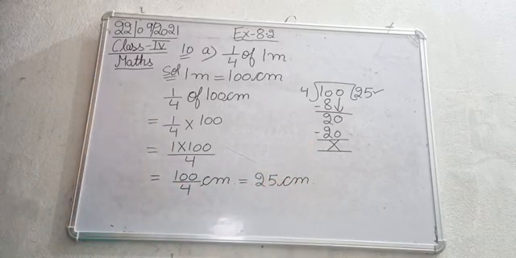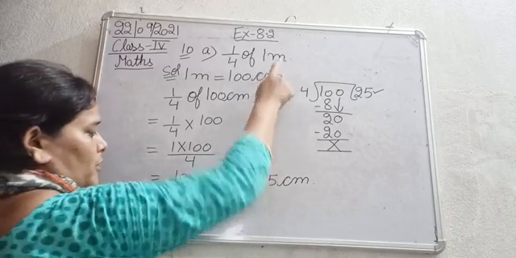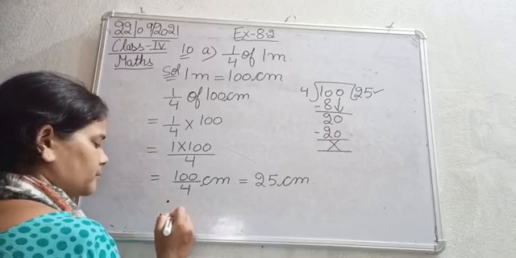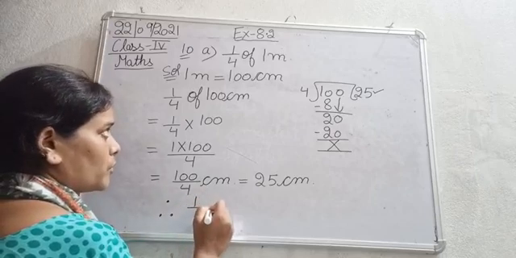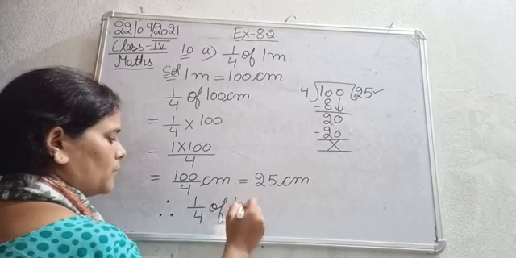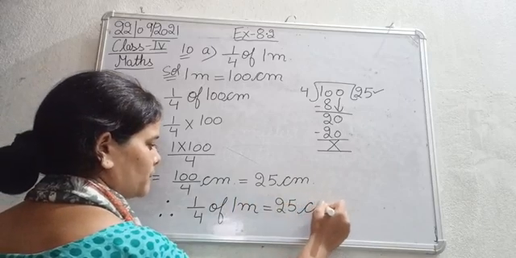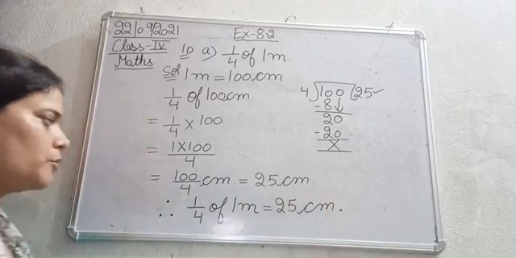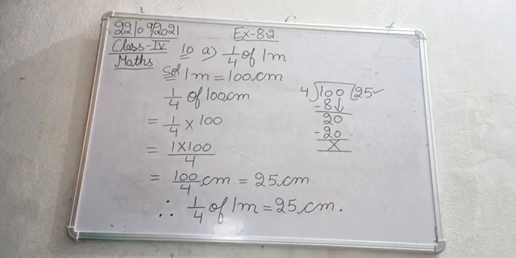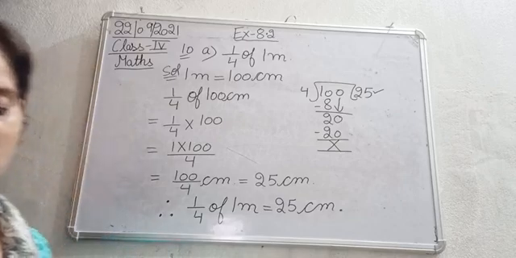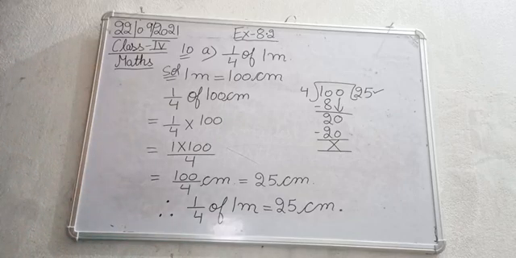That is 25 centimeters. So that means 1/4 of 1 meter is equal to 25 centimeters. So write down, therefore 1/4 of 1 meter is equal to 25 centimeters. So this is the solution of the A part of question number 4. You can pause it here and note it down in your notebooks.